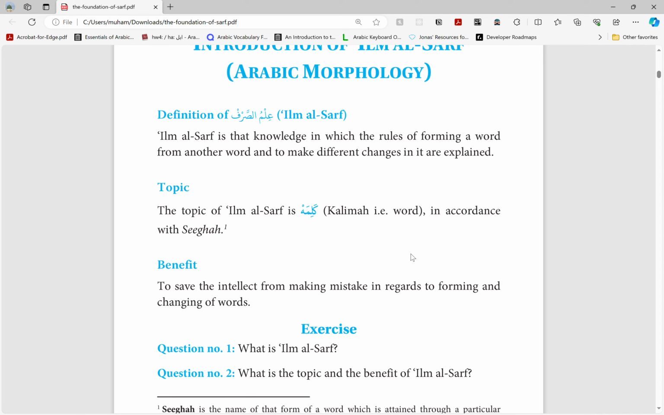Question 2, what is the topic and the benefit of sarf? The topic of ilm al-sarf, it deals with the kalima, the word, in accordance to the sigha. And what is the benefit of it? That when speaking Arabic or reading Arabic or writing Arabic, it saves the mind from making mistakes when you are forming or changing words.